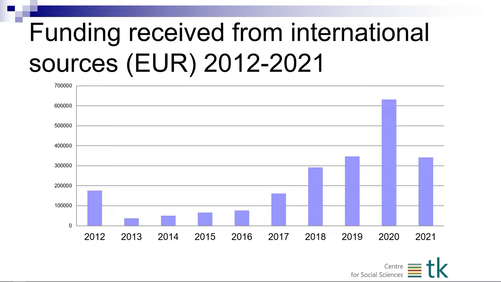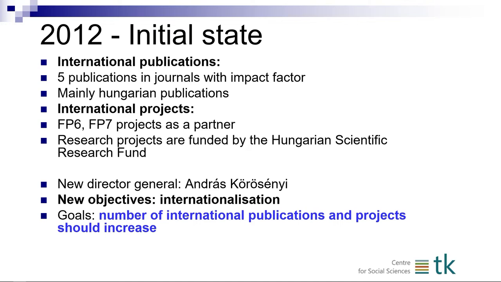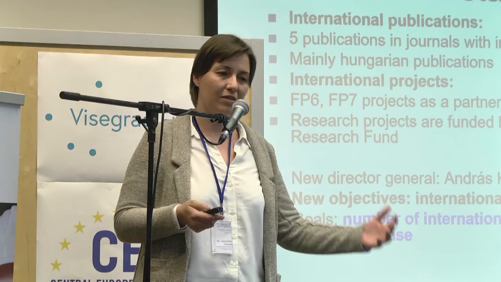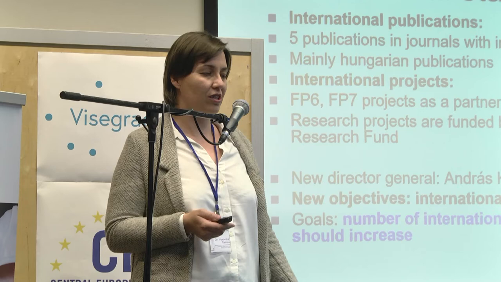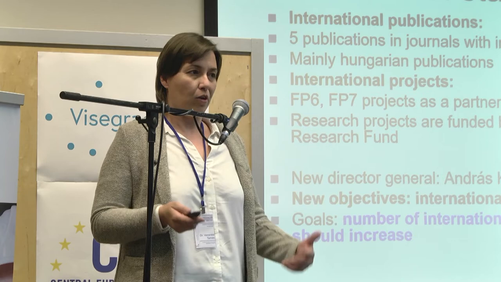So the initial state in 2012 was that the focus of the researchers at the institutions was domestic. They published in Hungarian journals, they published Hungarian books, and of course they applied mainly for Hungarian sources. There were only a few FP5, 6, and 7 projects, mainly the Hungarian case, so the best researchers were of course invited. But when András Körösényi became the director general of this newly created research center, the main goal became internationalization, and the goals were to increase the number of international publications and projects.